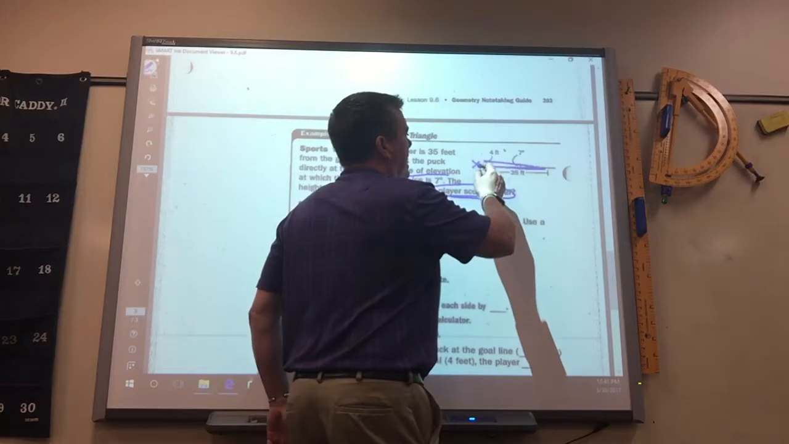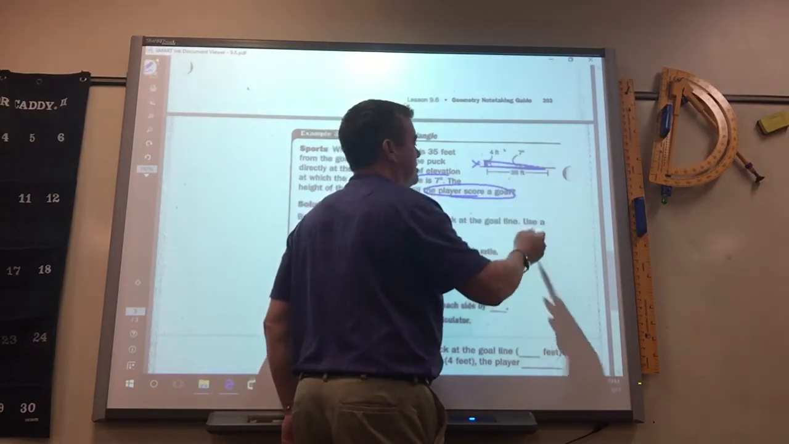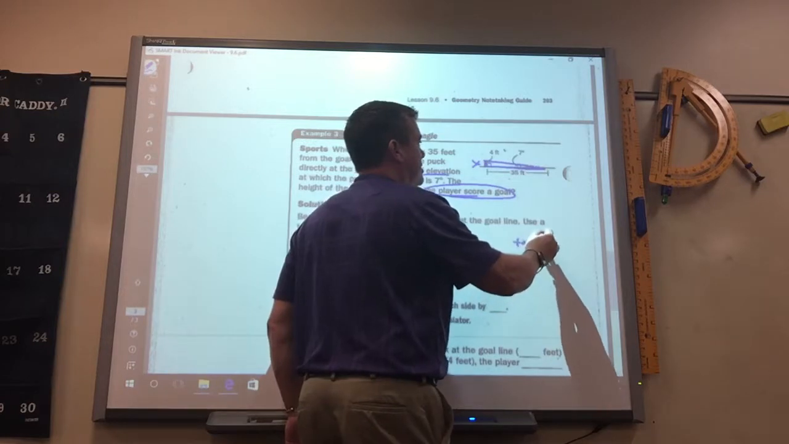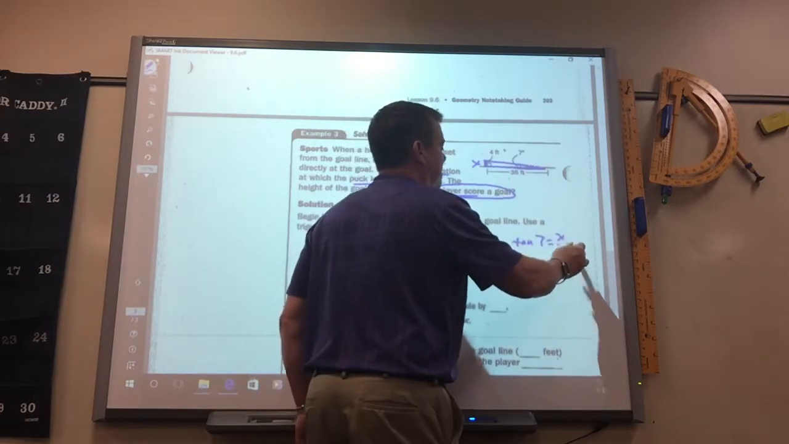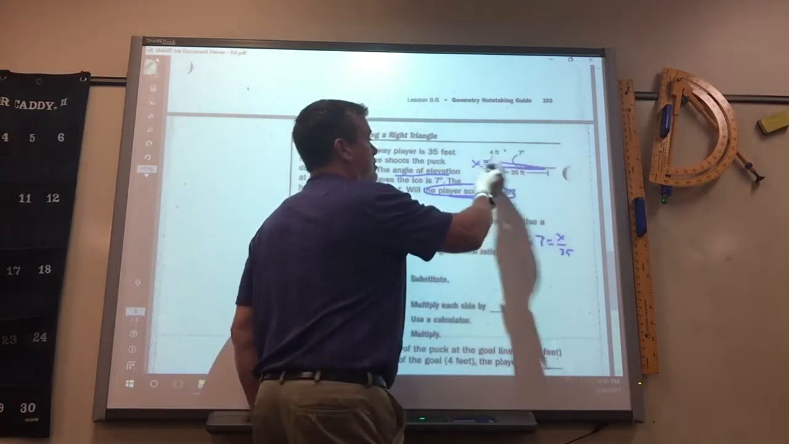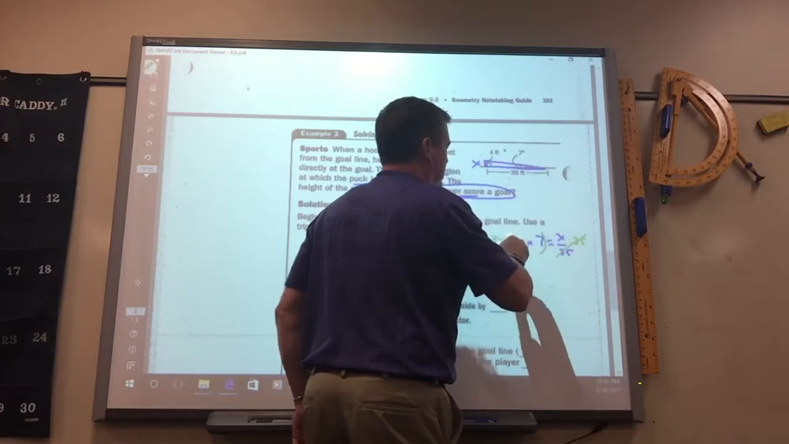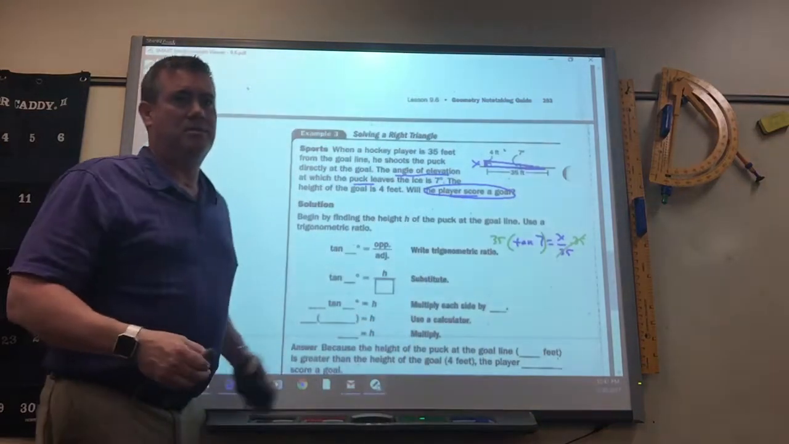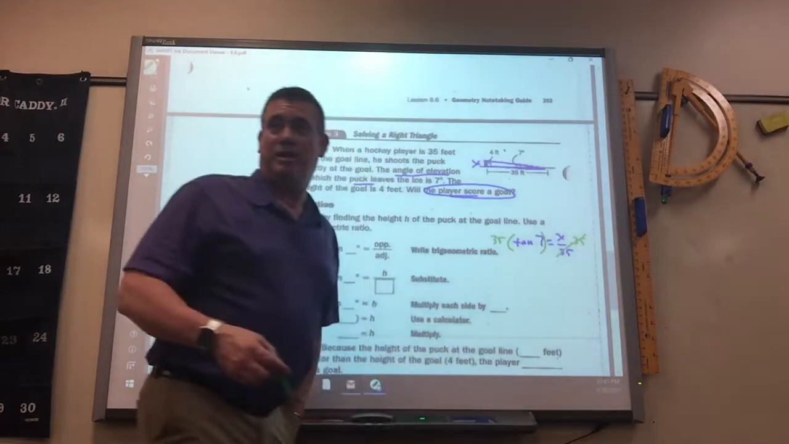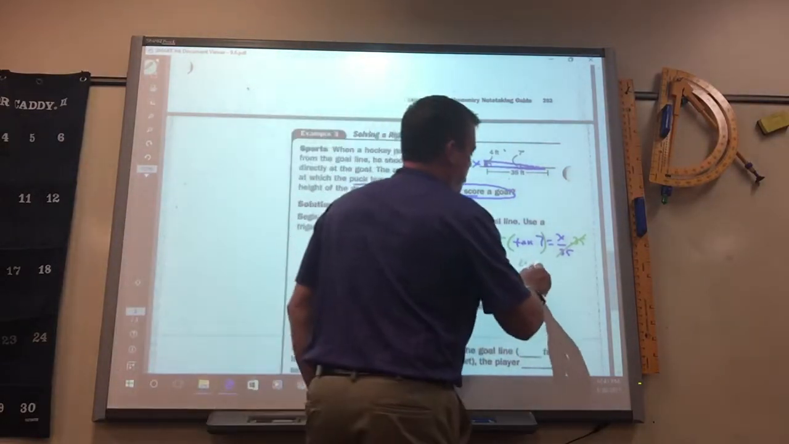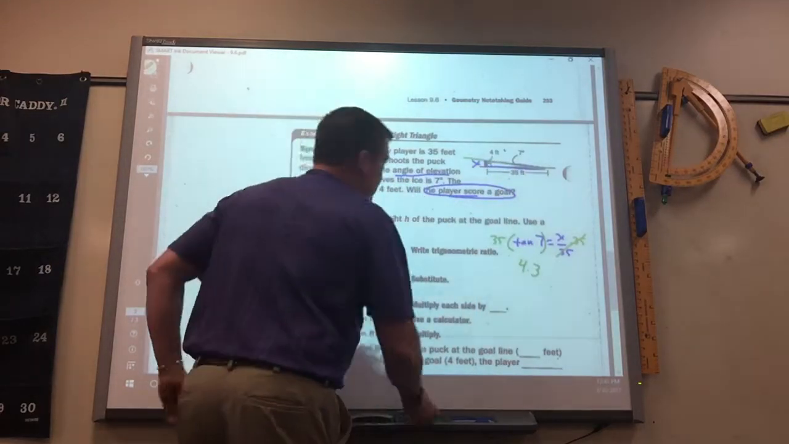So in order to find that, here's the angle. This is opposite. This is adjacent. So that's tangent. Tangent of 7 equals x over 35. Opposite over adjacent. So we just take it times 35. I don't think it will. 4.1? 4.3? Yeah, 4.3, which means the puck will go right over the top.